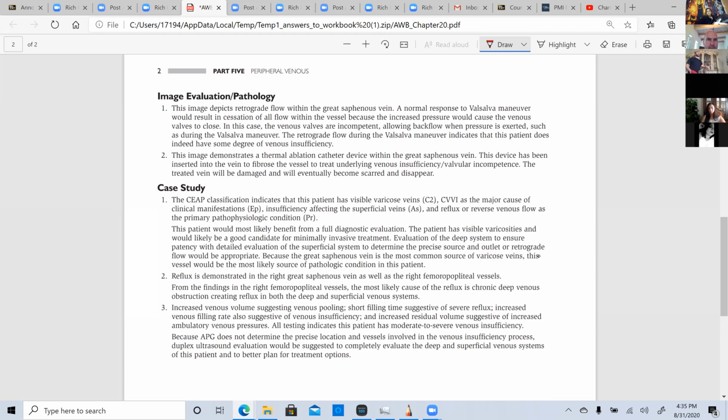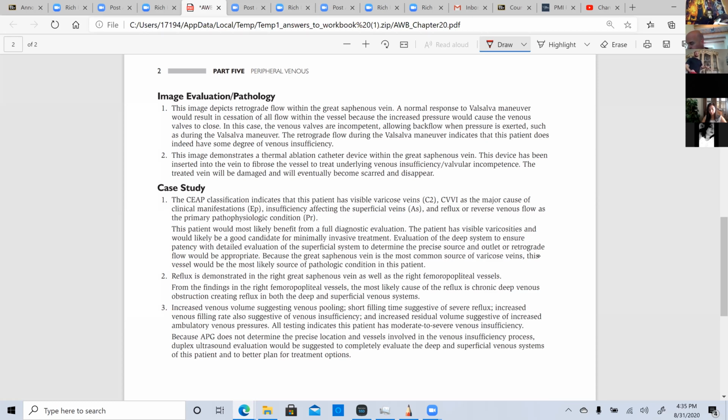And so what does it say? This image depicts retrograde flow within the great saphenous vein, normal cessation of flow. In this case, compound line backflow such as, yeah, some degree. This image is of the left saphenous vein just distal to the saphenofemoral junction. Describe the structure the white arrow is pointing to. What is its purpose?